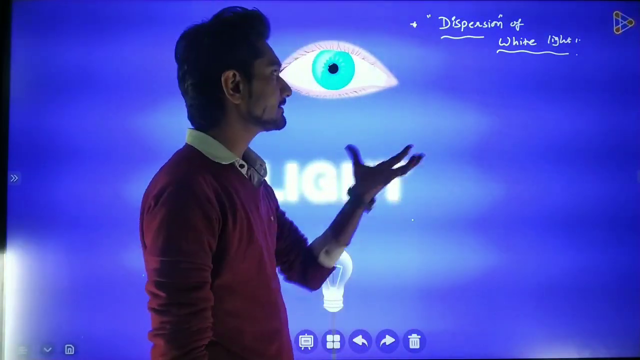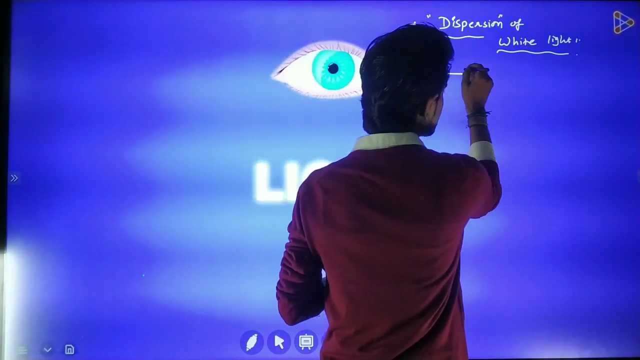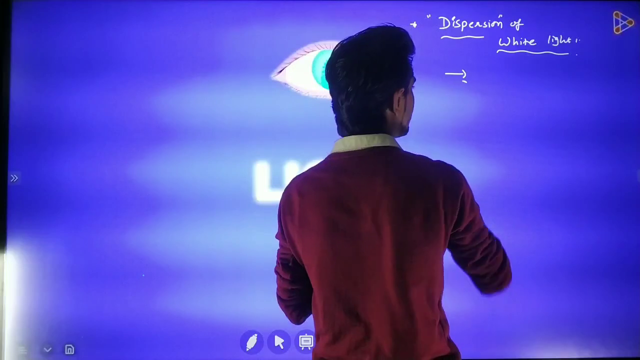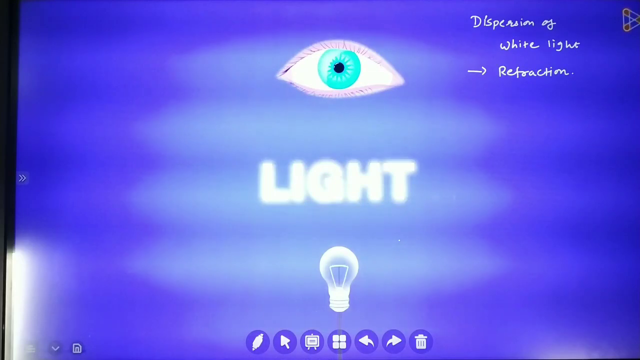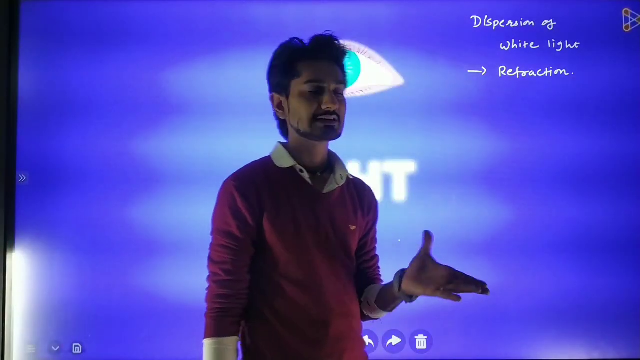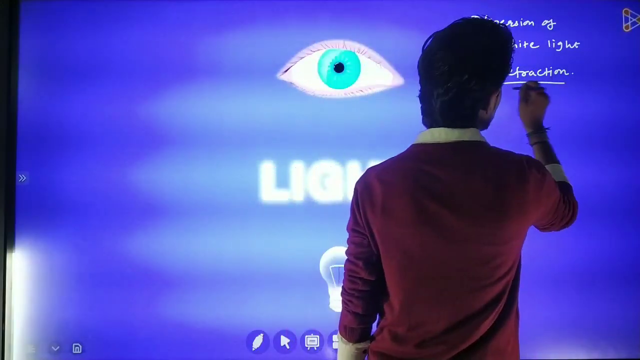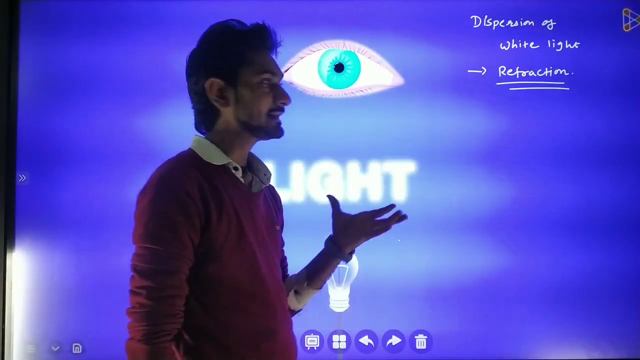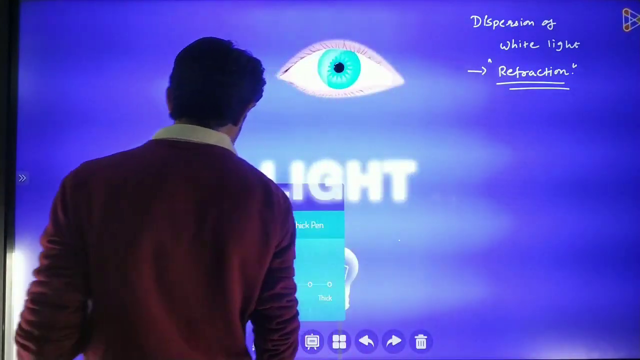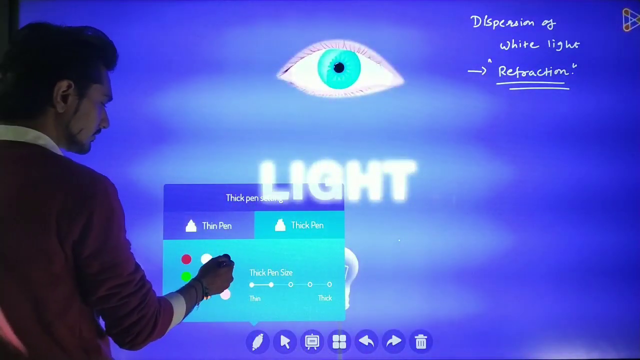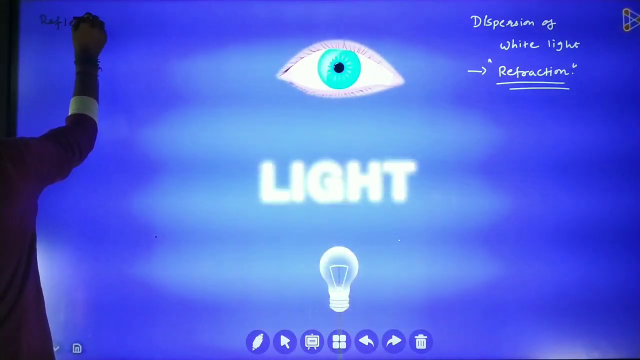Now, if we divide a white light by refraction, another question comes to our mind: what is refraction, sir? You haven't told us what refraction is. But to understand the word refraction, the first thing that we have to revise is the reflection that we have already completed in the previous lecture. So basically what is reflection?